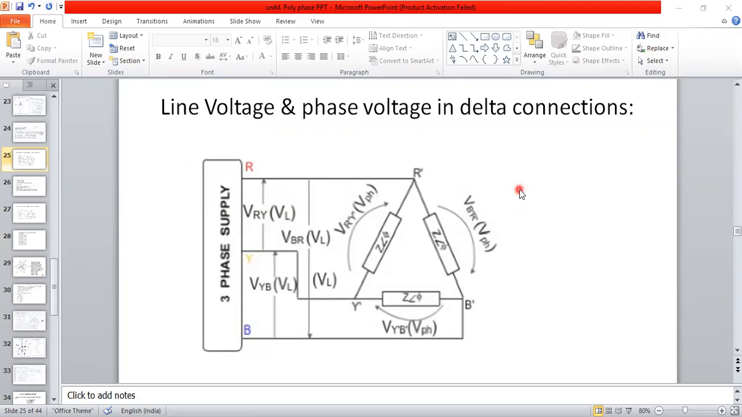In the star connection, what is the difference between line current and phase current? Line current and phase current का difference क्या था? Is there any difference? No, sir. Both were same. IL equal to I phase we have used in the star connection. Okay. But the line voltage VL equal to √3 of VPH we have derived in the star connection.